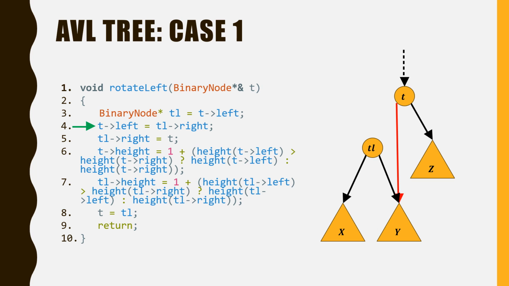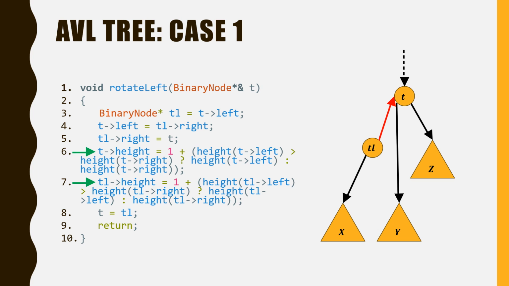Next, in line 4, we update the left child of t to point to the right child of TL. This operation reassigns y as the left subtree of t. Then, in line 5, we set the right child of TL to t, making TL the new parent of t. In lines 6 and 7, we update the heights of t and TL to reflect the changes in the subtree topology.